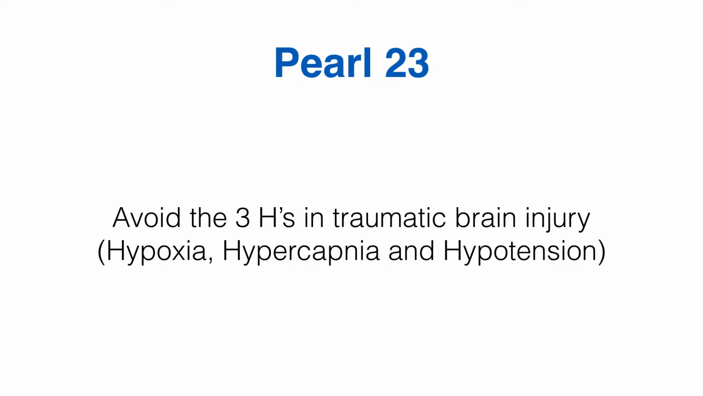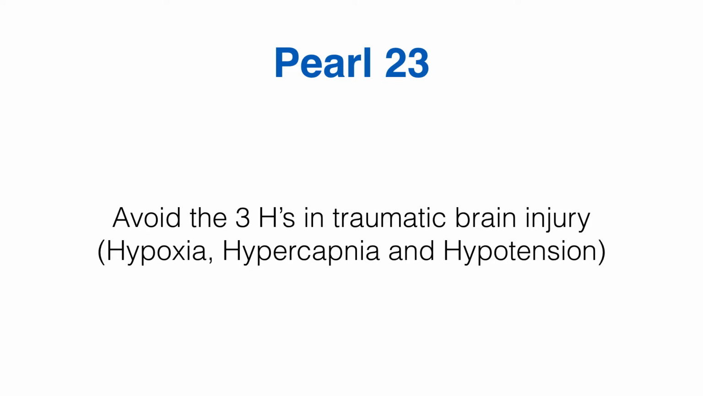Okay, so moving on to peril number 23. Peril number 23 is avoid the 3 H's in traumatic brain injury. So the 3 H's are hypoxia, hypercapnia and hypotension. And that goes without saying. Hypoxia and hypercapnia are potent stimuli to bring extra blood to the brain, and with that extra blood comes increased pressure in a child who's already got raised intracranial pressure. So they're really, really important to avoid, as they may cause secondary brain injury.